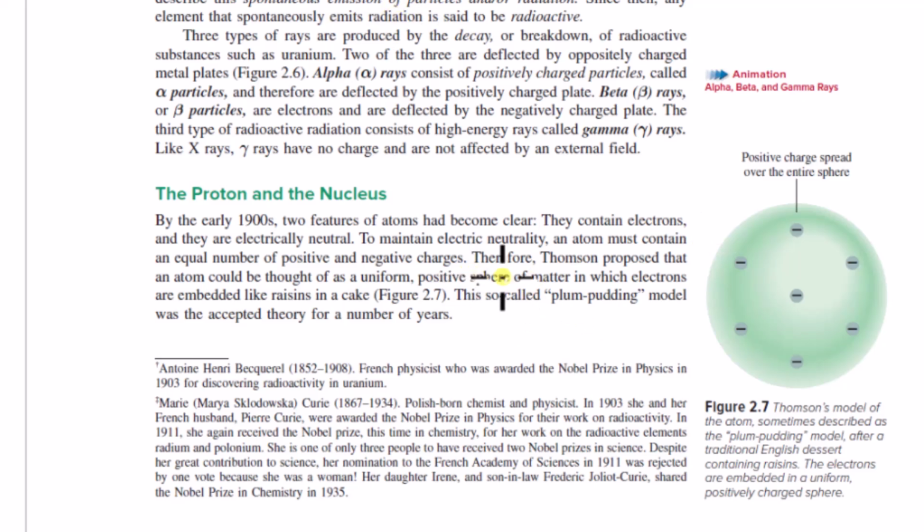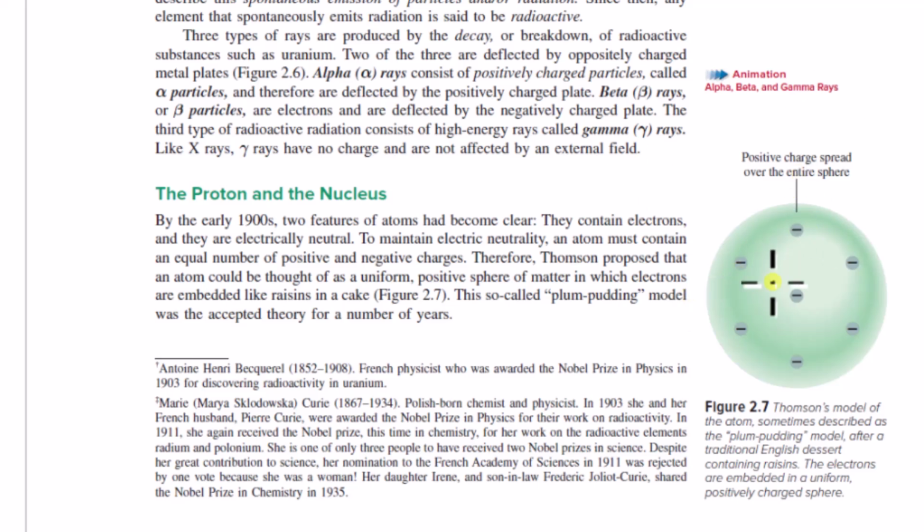Okay, so it says, therefore, Thomson proposed that an atom could be thought of as a uniform positive sphere of matter in which electrons are embedded like raisins in a cake. This so-called plum pudding model was the accepted theory for a number of years. With this model, if you're going to assume that an atom has something like 7 or 8 or 20 electrons, that would mean the electrons make up a really tiny percentage of the total mass of the atom, because again, they knew the mass of the atom, they knew the mass of the electron, and the mass of one electron is thousands of times smaller than the mass of the entire atom.